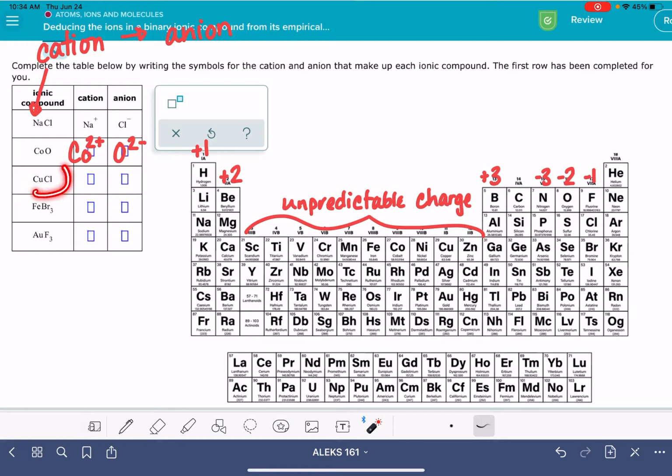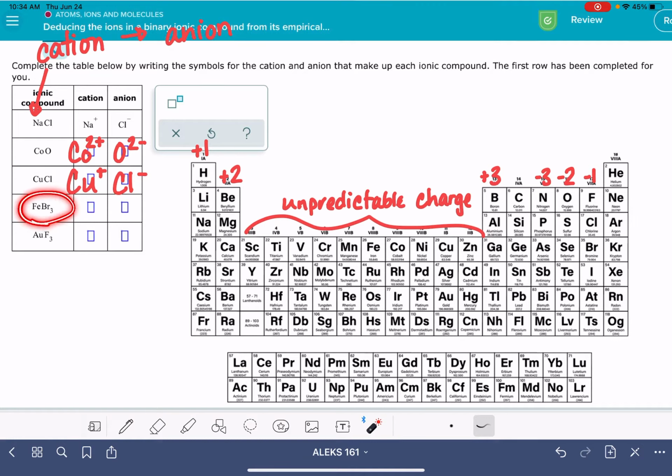Let's try our next example. We have copper chloride, CuCl. Copper, here it is, again in the area of unpredictable charges, so we don't know exactly what its charge might be. Our anion chloride over here is in the -1 column, so this is where we have all of our -1 ions, so this is going to be -1. And again, how are we going to figure out the charge on this copper? Keep in mind that the charge of the cations and the charge of the anions need to balance out. So if this is a -1 charge, this needs to be a +1 charge.